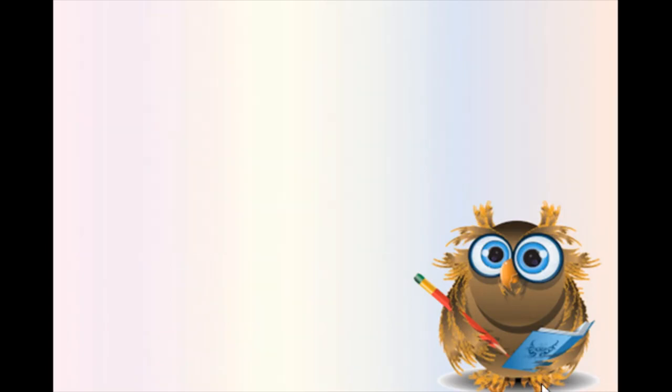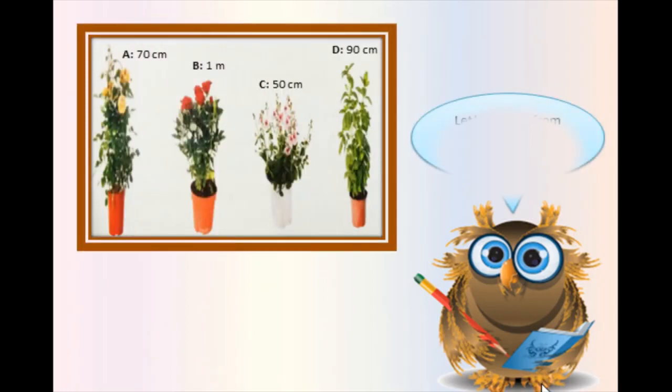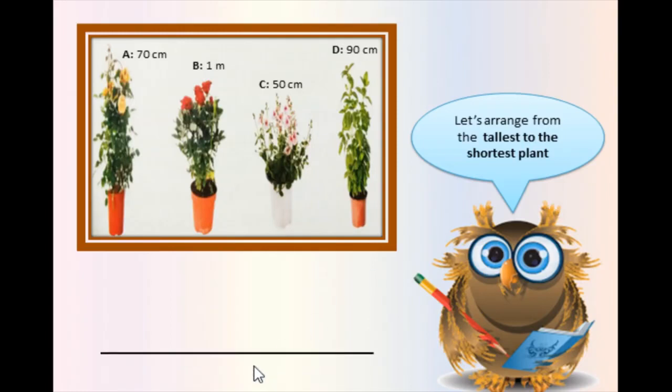Okay, now let's try to arrange from the tallest to the shortest plant. In this time, we are going to write what plant is the tallest going down to the shortest. Alright? What do you think? What plant is the tallest plant? Is it A, B, C, or D?